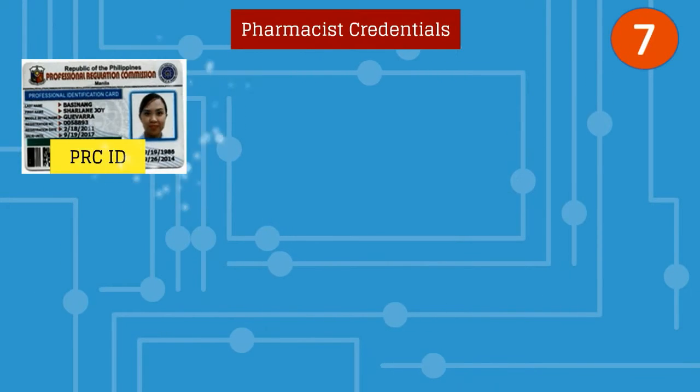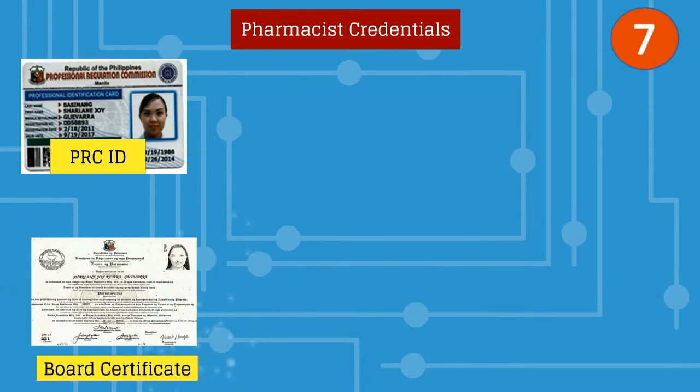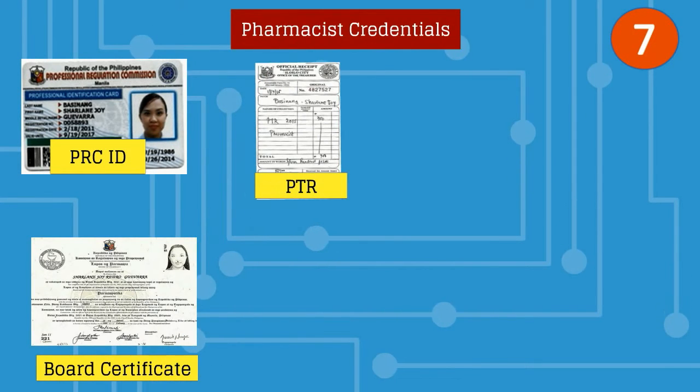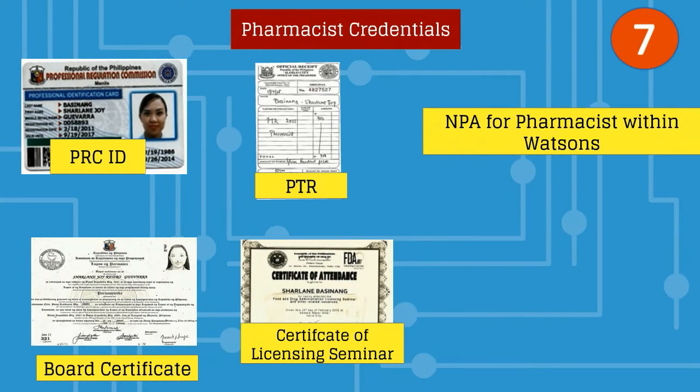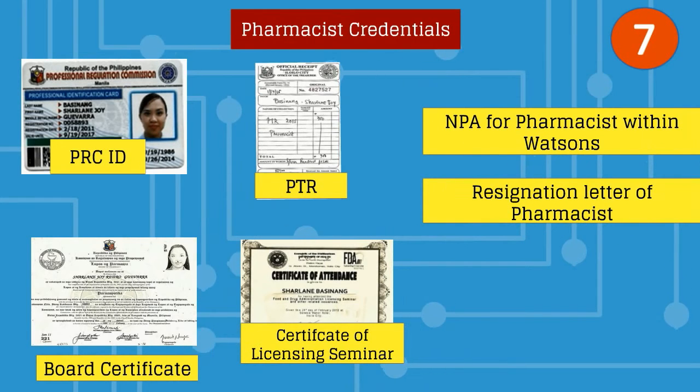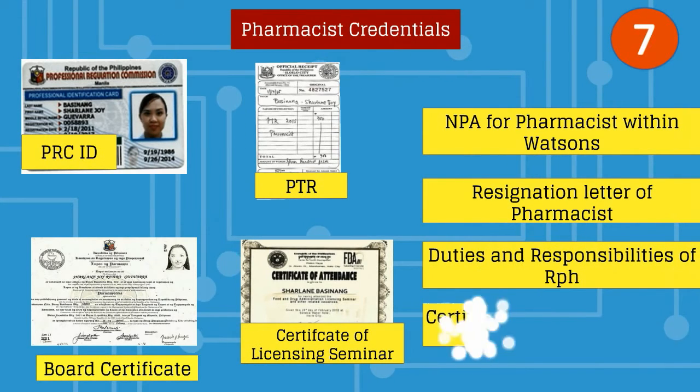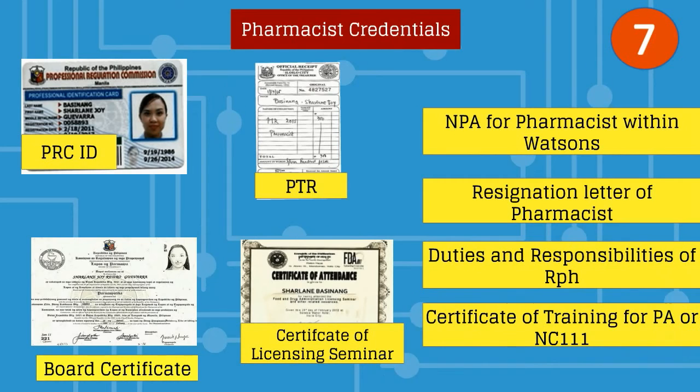Pharmacist credentials, which include a valid PRC ID, Board Certificate, current PTR, Certificate of Licensing Seminar, NPA for pharmacist, resignation letter of pharmacist, duties and responsibilities of pharmacist, and Certificate of Training for PA or NC3. All of these will be filed by Office of Regulatory Affairs personnel in the Blue Book.